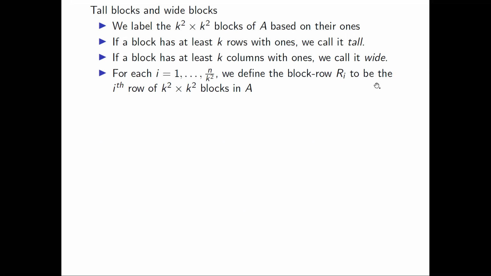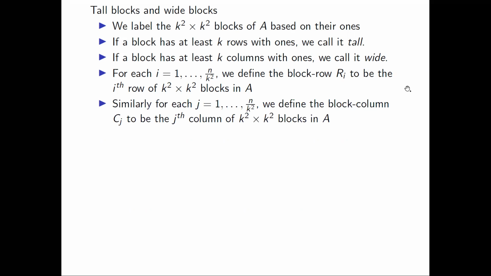And for each i from 1 up to n over k squared, we define the block row Ri to be the ith row of the blocks in A. Similarly, we define block columns. Cj is the jth column of the blocks in A. And it'll be useful to look at an example for these. So I'm going to draw another 8 by 8 matrix A. We'll take k equals 2, n equals 8, and A right here.